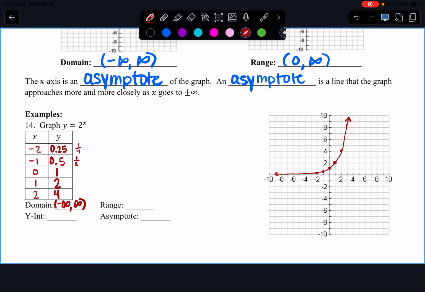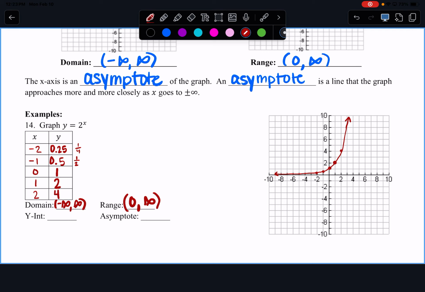Now for range, what's the value that it can get close to but not touch? 0. So we can go from 0, and does it ever stop going up? No. So it's going to go 0 to infinity. Now it cannot equal 0. So do I use a parentheses or a bracket? Parentheses. Parentheses means not equal, okay?